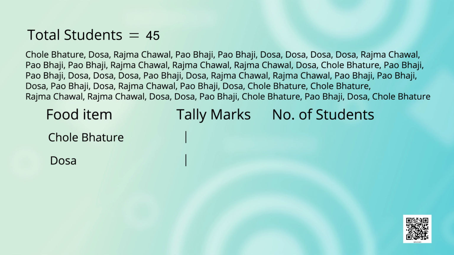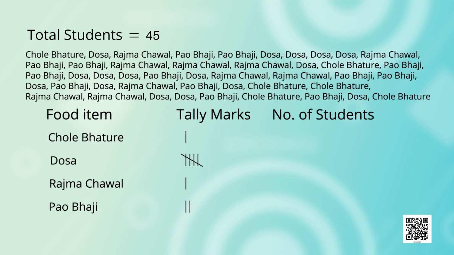Then the next entry is that of rajma chawal. So we make a tally mark in front of rajma chawal. Then comes pav bhaji. Make a tally mark in front of pav bhaji. Then again pav bhaji. So make another tally mark. Then comes dosa, dosa, dosa and again dosa. So it is coming 4 times. Now children, if we make tally marks for this, 4 lines can come like this. But remember, the 5th tally mark will come like this.